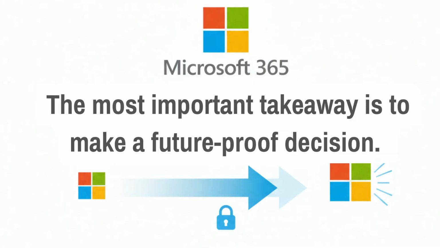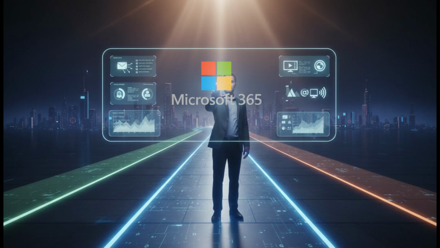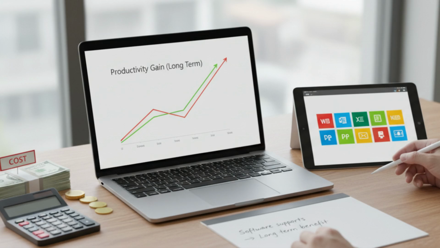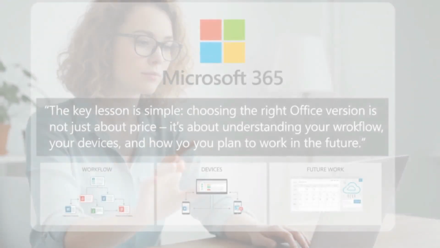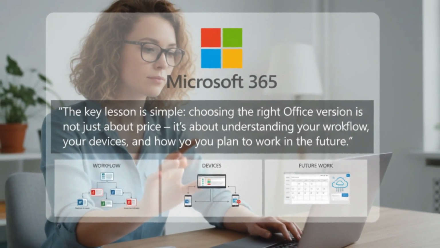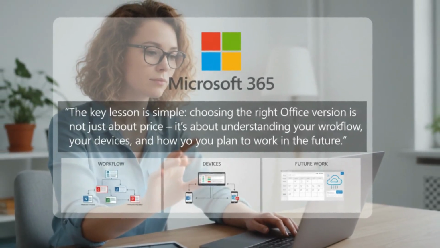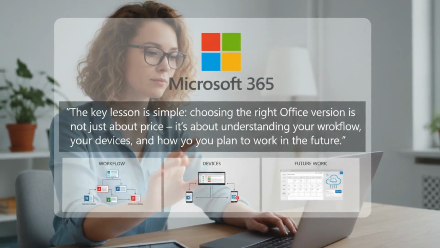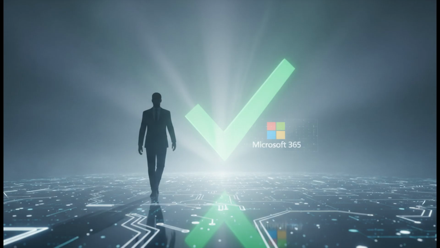The most important takeaway is to make a future-proof decision. Technology continues to move toward connected ecosystems and cloud-based workflows. Instead of focusing only on immediate cost, consider how the software will support your productivity in the long term. The key lesson is simple. Choosing the right Office version is not just about price. It's about understanding your workflow, your devices, and how you plan to work in the future. When you understand these differences, you stop guessing and start making confident, informed decisions.